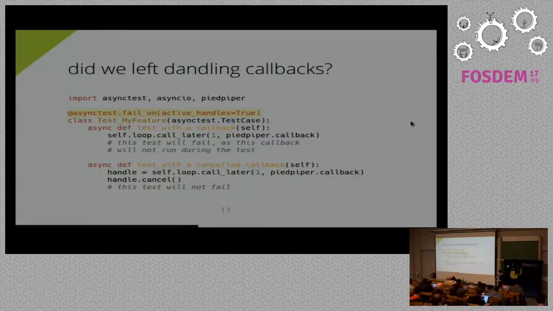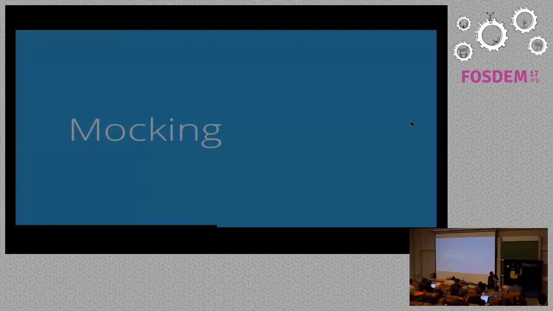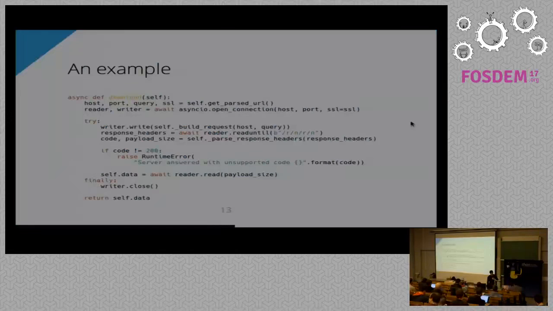In that case, you might want to be sure that if you schedule a callback for later, it has been executed before the end of your test. We can check that with an optional test called active handles, that you can also enable with the failOn decorator. In this example, I use the decorator on the whole class, so it will apply to all tests, obviously. And the example at the bottom shows that I also handle the case where you cancel the handle and the callback.